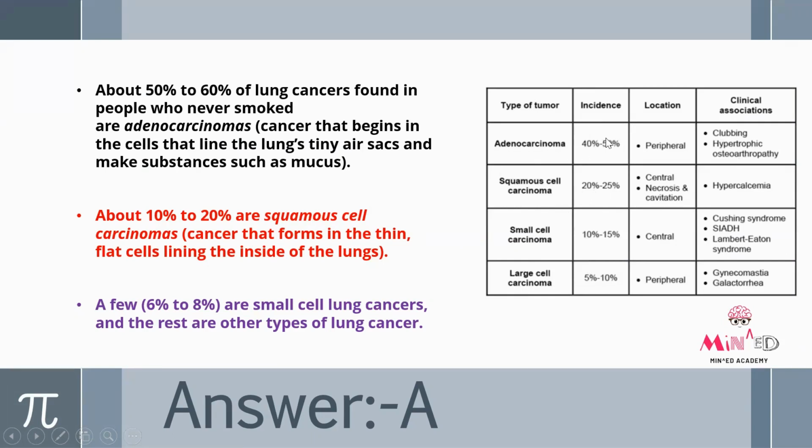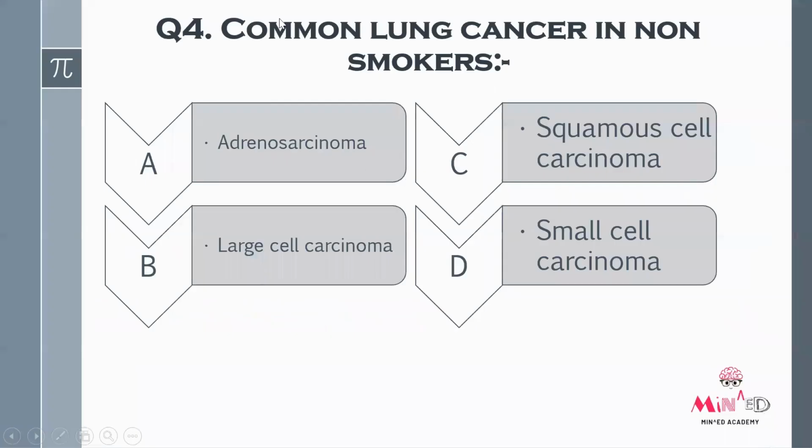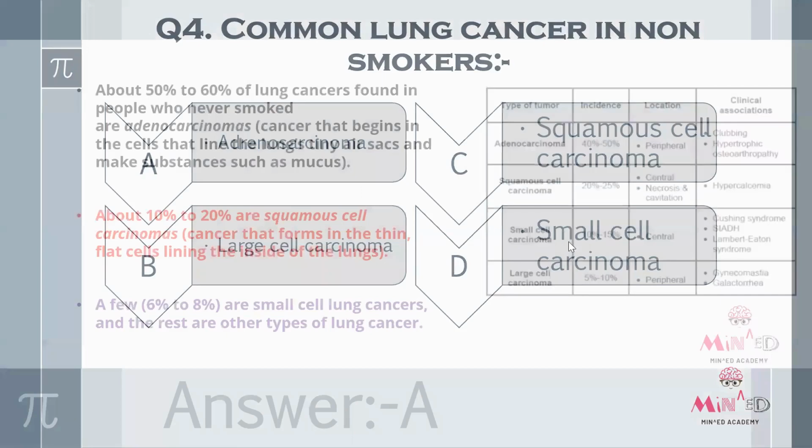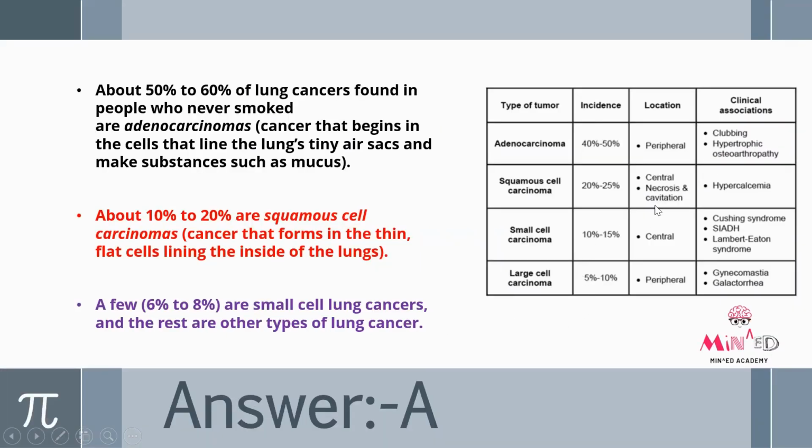So it is clear adenocarcinoma will be 40 to 50%. We should also remember all the four, because they might twist the question, like which is the less common cancer in non-smokers. So that will be large cell carcinoma, like that.